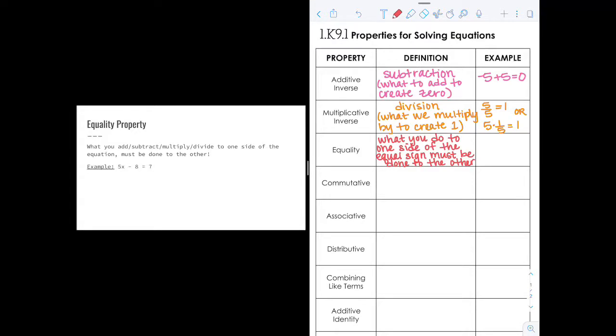So an example of this, if we had the equation 5x minus 8 equals 7. In order to start solving for x, I would do my additive inverse here. Instead of -8, I would add 8 to create 0. And since I did that on the left side, I must now also do that to the other side of the equal sign there to keep the equation balanced and to keep that equality. Okay, so that is an example of the equality property.